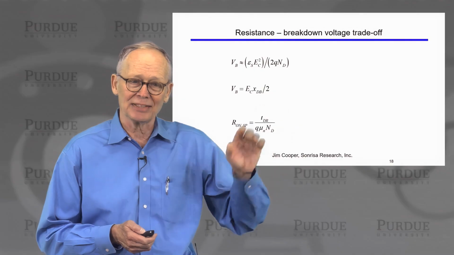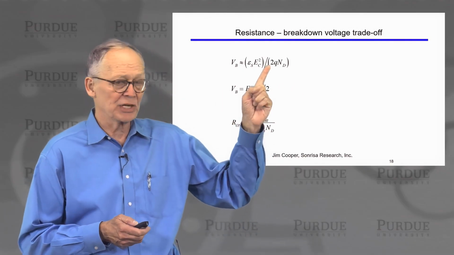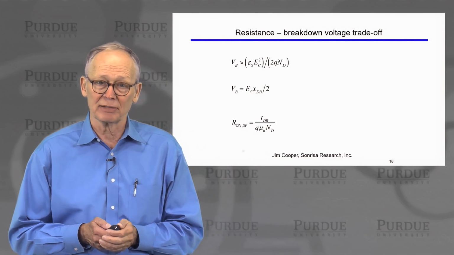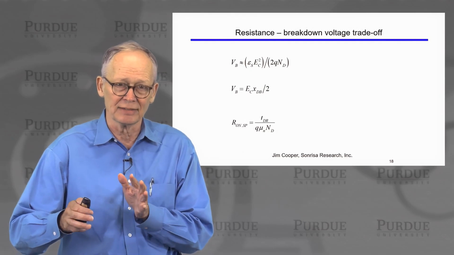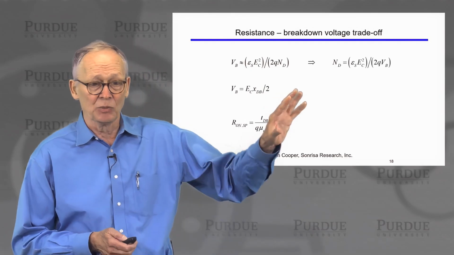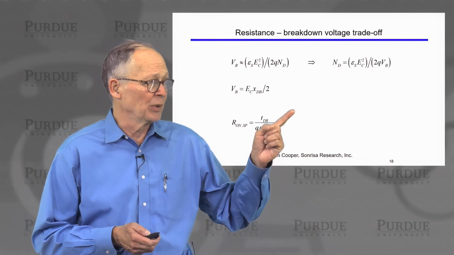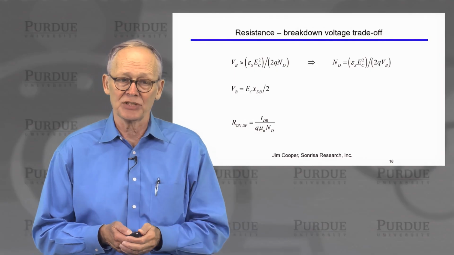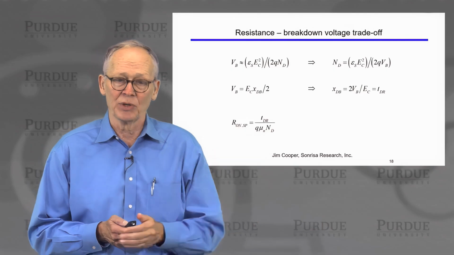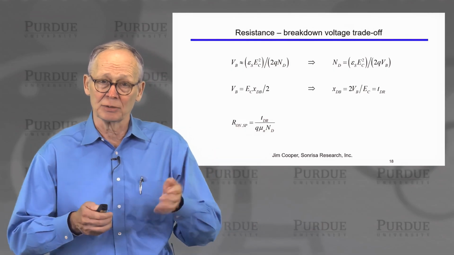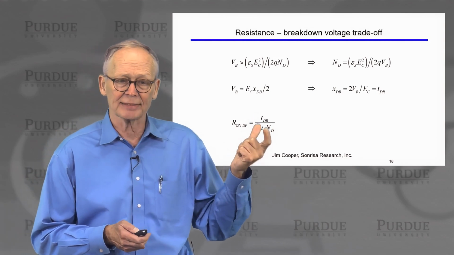Right. So now we want to get back to this trade-off between on resistance and breakdown voltage. We have an expression for the breakdown voltage from the depletion layer formula, considering this simple case where we've depleted right to the end of the drift region. Well, we can use that to solve for the doping density in terms of the critical field and the breakdown voltage. We also had a relation between the breakdown voltage and the peak electric field at the critical field. We can solve that expression for the thickness of this region in terms of the breakdown voltage and the critical field.